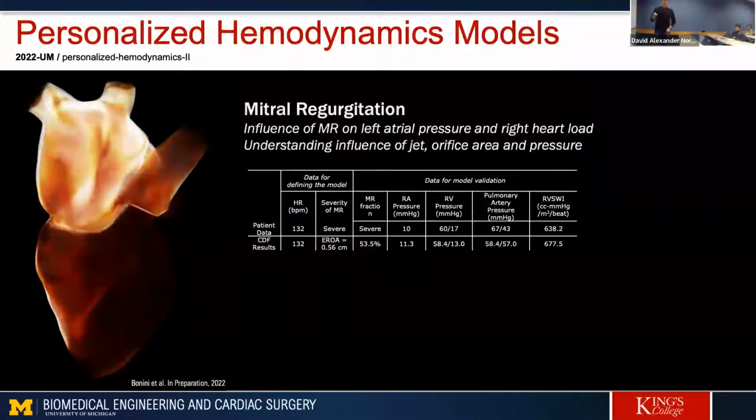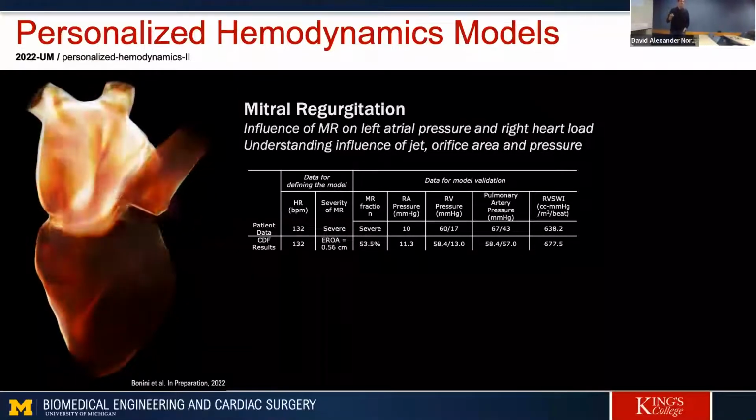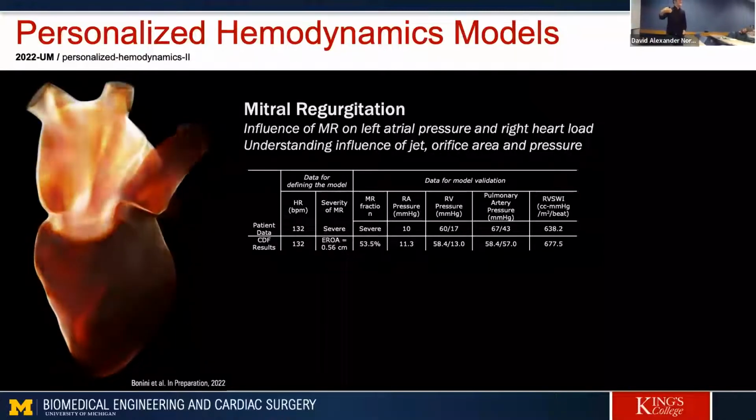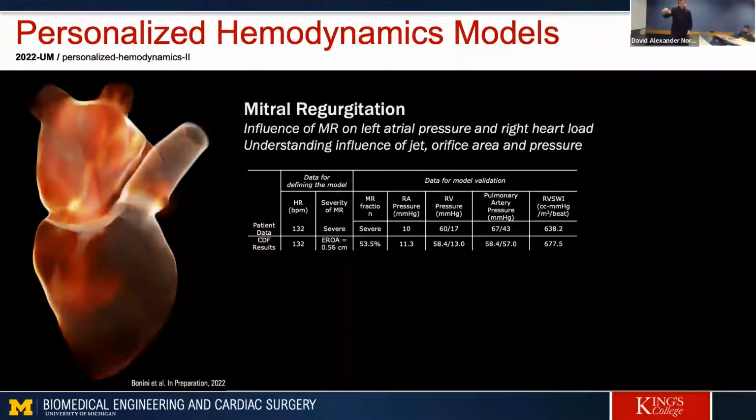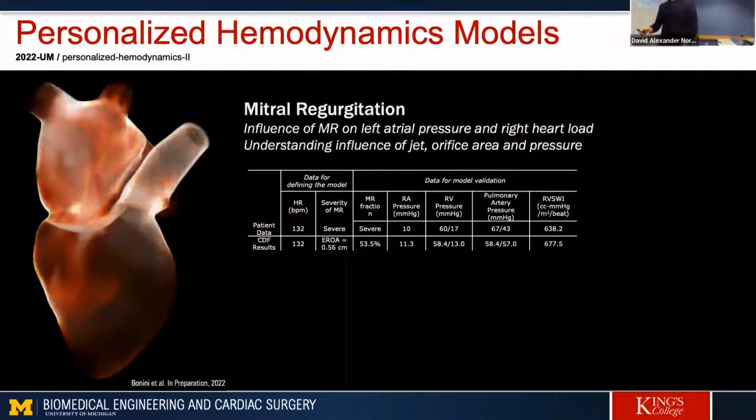So this is a big problem, but we don't really understand how these hemodynamics relate to the risk of impact on the right ventricle. So how does that maybe cause the right ventricle to fail? And that's what we're trying to study with these computational models.